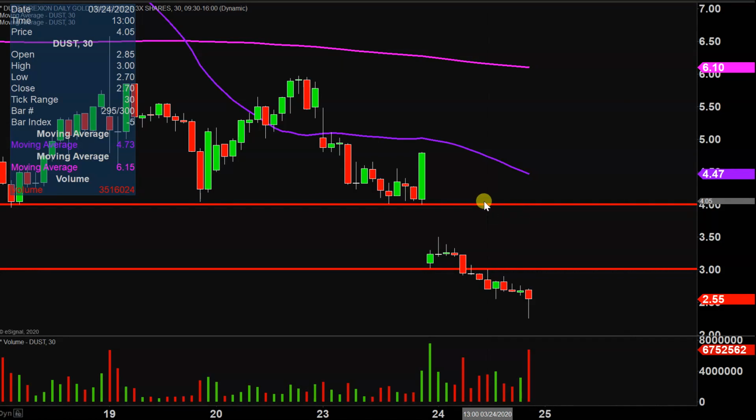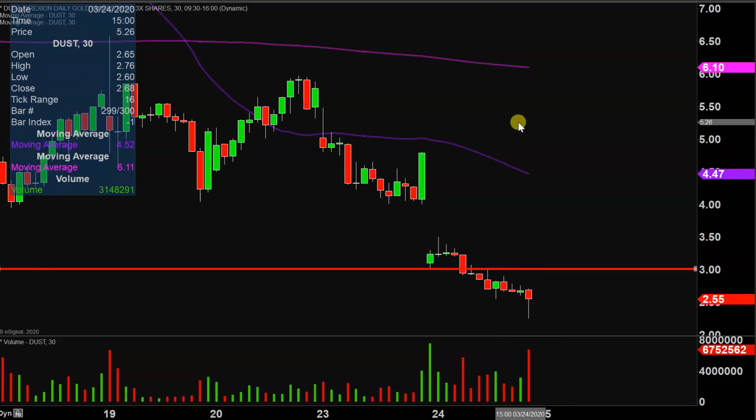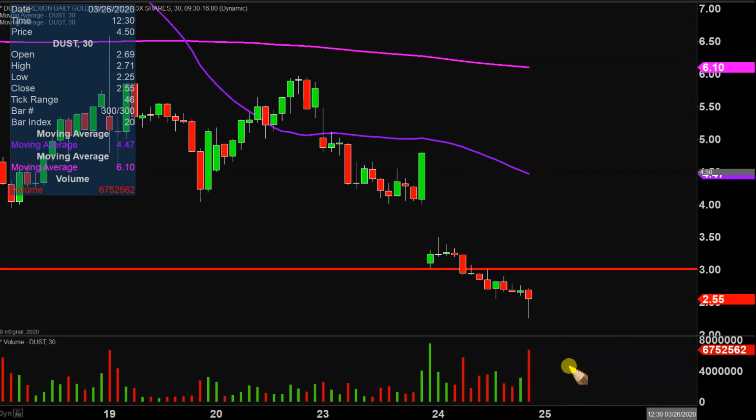In fact, so much so that I'm just going to go ahead and get rid of that level. I don't want to risk causing clutter and confusion because there's lines everywhere. So first, let's just see if the price can get above $3. And if it can, then yeah, you can start to turn your attention more so back to the $4 mark. But you also want to keep an eye on that purple line up there, the 50-period moving average, which is currently valued at 4.47.